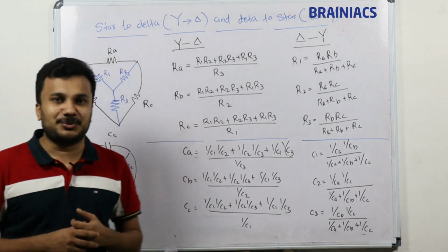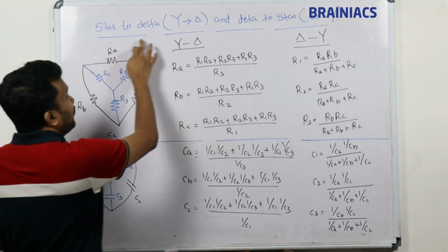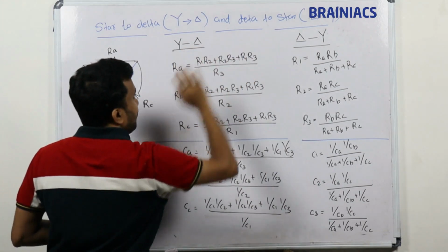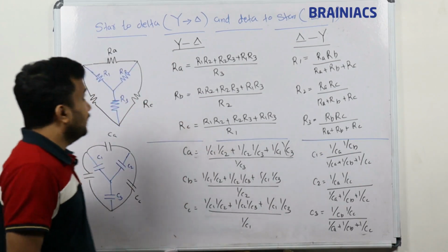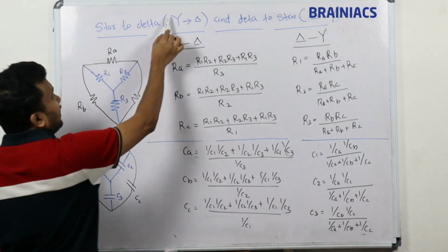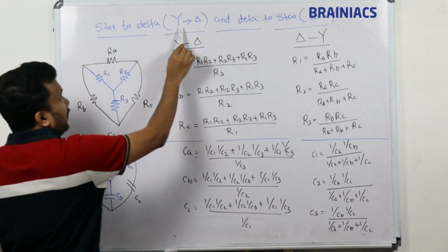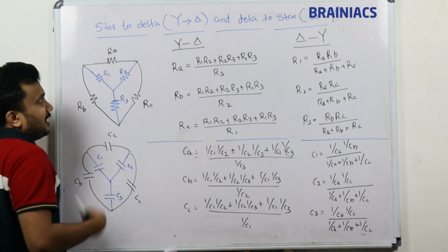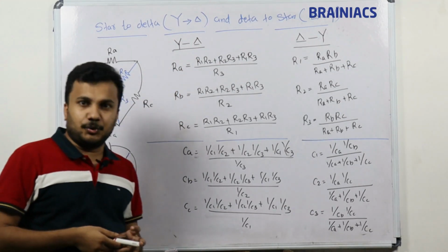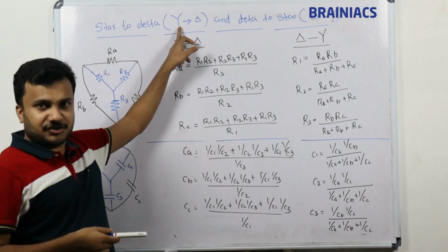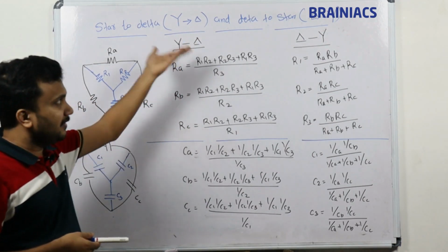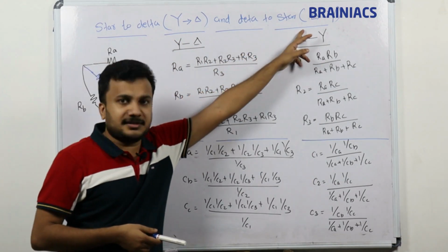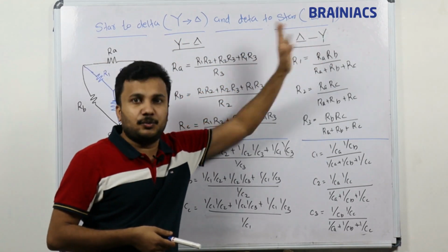That is the beauty of this one. So we'll say star to delta and delta to star conversion. What does this mean for us? Star means it's a Y structure, right? So I can convert a circuit, if it is in Y structure, into delta structure. Or another way, if a circuit is in delta structure, I can convert it into Y structure.